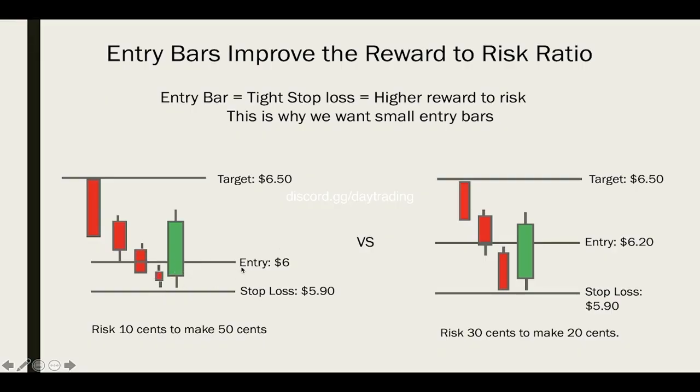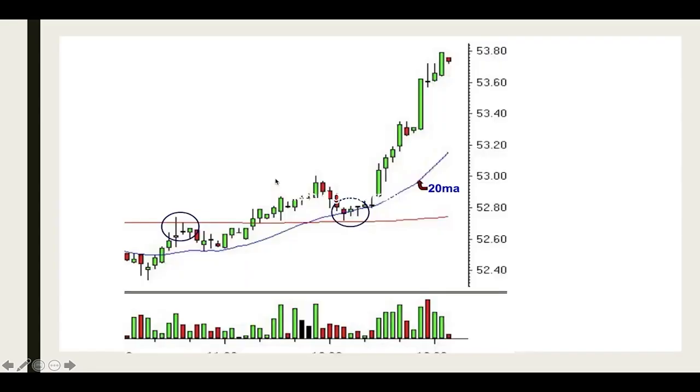So you can see that even though we have the same exact stop, because we actually have an entry bar here, we end up having a tighter stop loss. Because we have a tighter stop loss, we have a higher reward to risk, because we're only risking 10 cents to make 50. While in this case, we don't have an entry bar, we don't have a clear entry, we're risking 30 cents to make 30 cents. Why would you risk $100, let's say, to make $100, where in this case, you're risking $100 to make $500? Okay? Hopefully that makes sense.